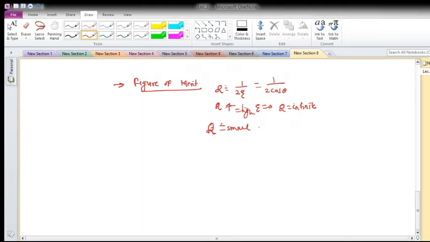So what does Q indicate? Q indicates how sharp or narrow my band pass filter is. Okay, so using the peaking circle, now we will also have to determine the half power point frequencies. Okay, these are the figure of merit. That way you can check how good my band pass filter is. Now once I know this, my next aim by the use of this peaking circle is to compute the half power point frequencies.